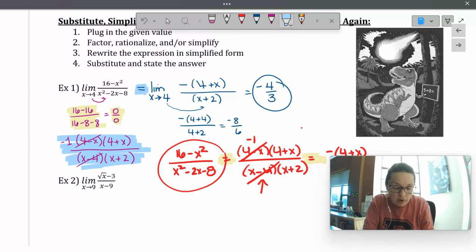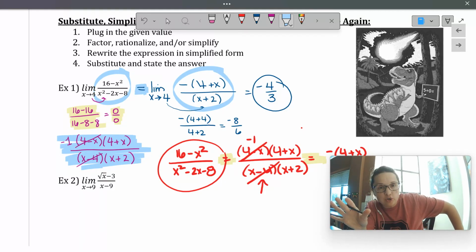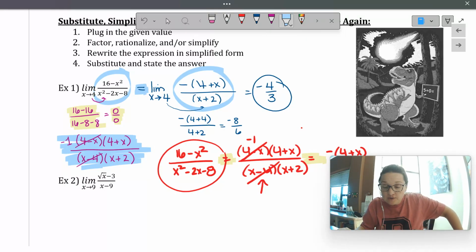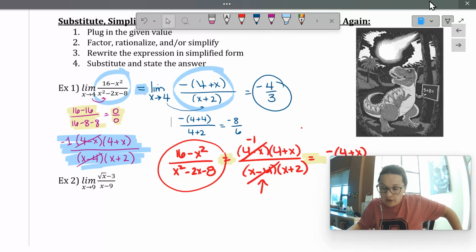Even though those expressions, this thing and this thing, are not equal, the limits as x approaches 4 for those expressions are equal to each other. Okay, and that's what we have going on here.